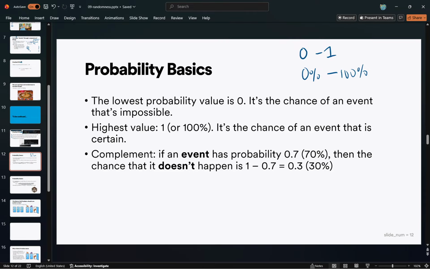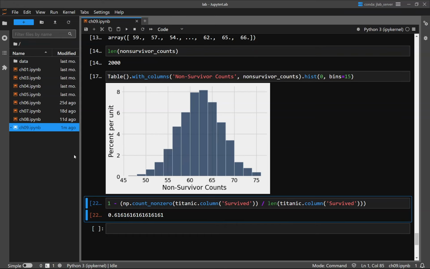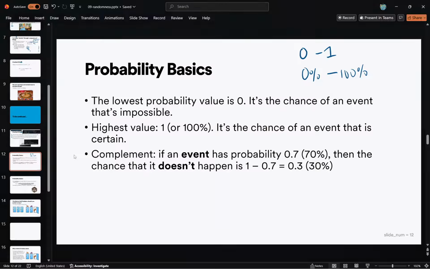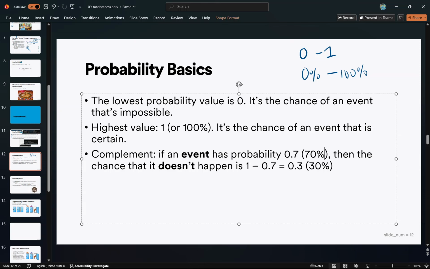So there's that. You can do a complement. That kind of makes sense. We actually just did a complement. Before this 1 minus stuff, this was the survivor percentage. And I did 1 minus it to get the non-survivor percentage, because that was the opposite. So the complement is the fancy word for opposite in this sense. So if an event has probability like 70%, 0.7, then the chance that that event didn't happen is what's left over. It's 1 minus 0.7. So it's a 30% chance that it didn't happen. Does that make sense?